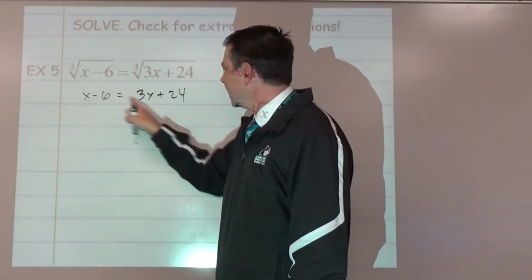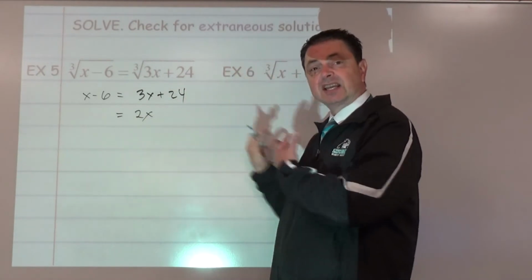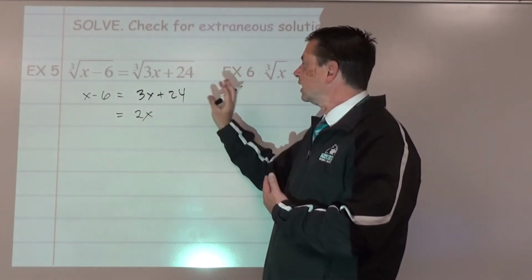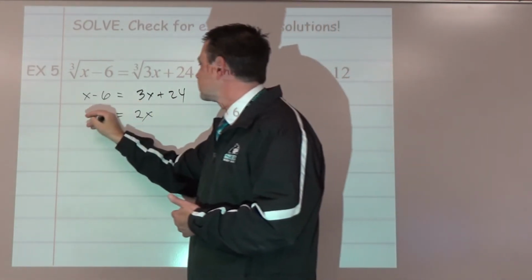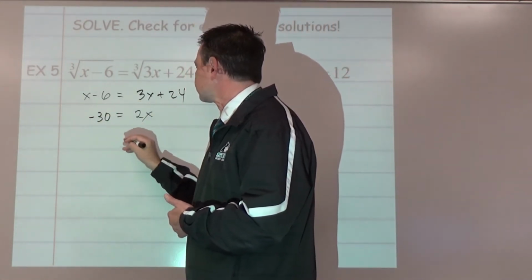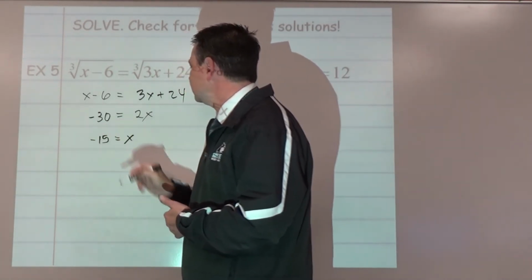If I subtract an x on both sides, I get 2x. So if I'm dedicated to getting my x's on the right, I should probably get the numbers on the other side, so we'll subtract 24 on both sides, in which case x would equal negative 15.